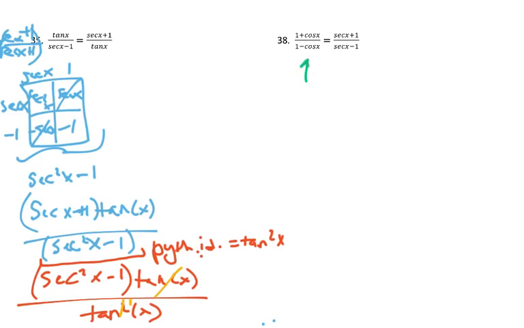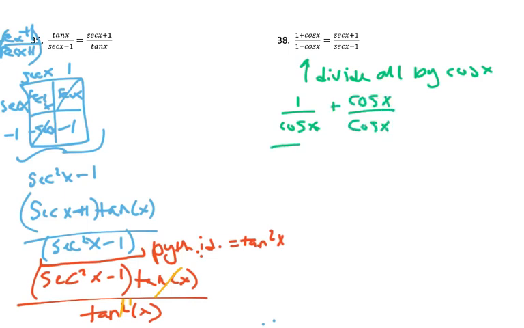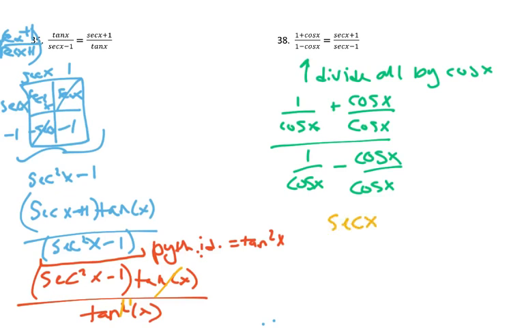So I'm going to divide all by cosine of x, and so I end up with 1 over cosine of x plus cosine of x over cosine of x, over 1 over cosine of x minus cosine of x over cosine of x. If we put all those together, 1 over cosine becomes secant, cosine over cosine becomes 1, 1 over cosine is secant, and then subtracting cosine over cosine, which is 1.